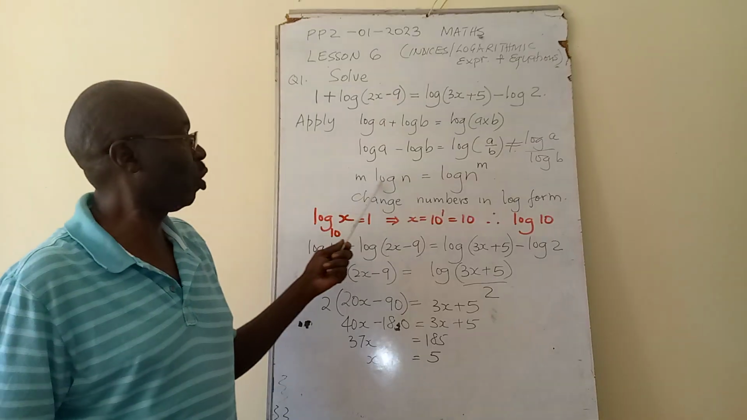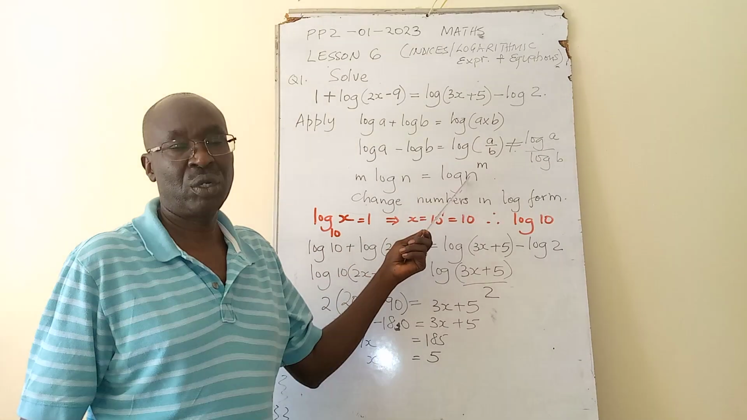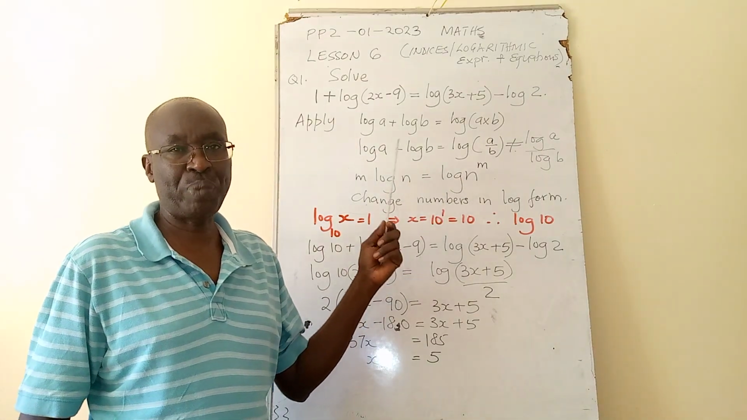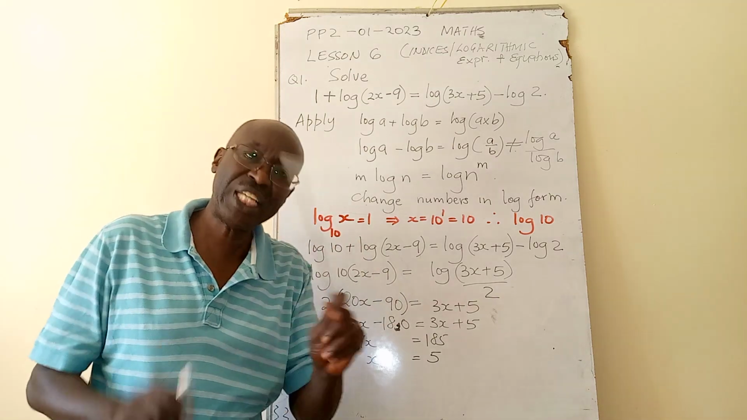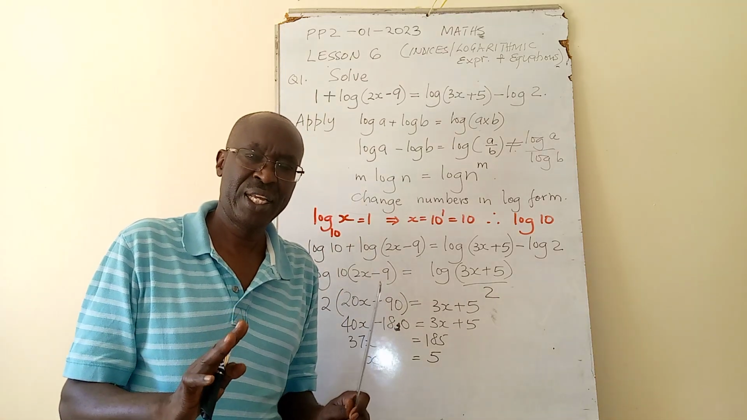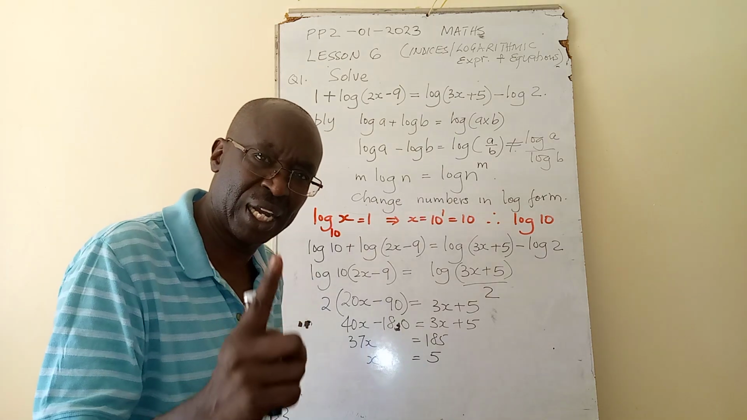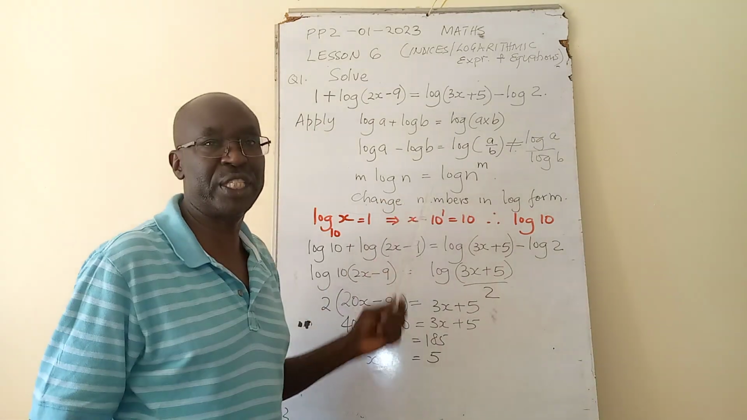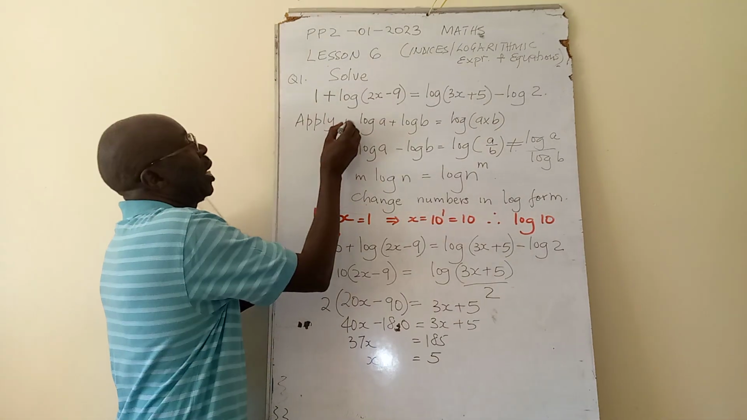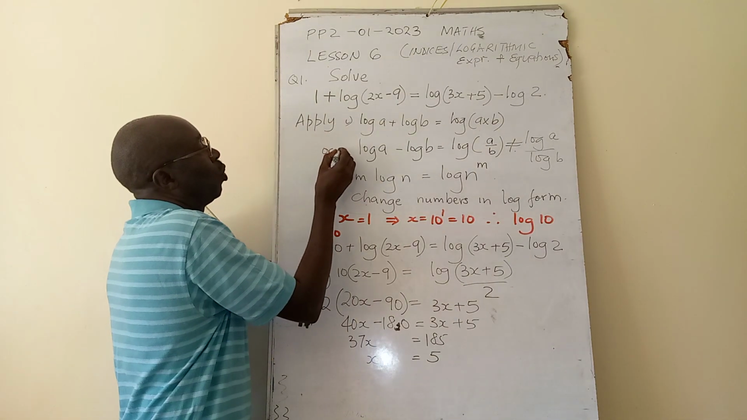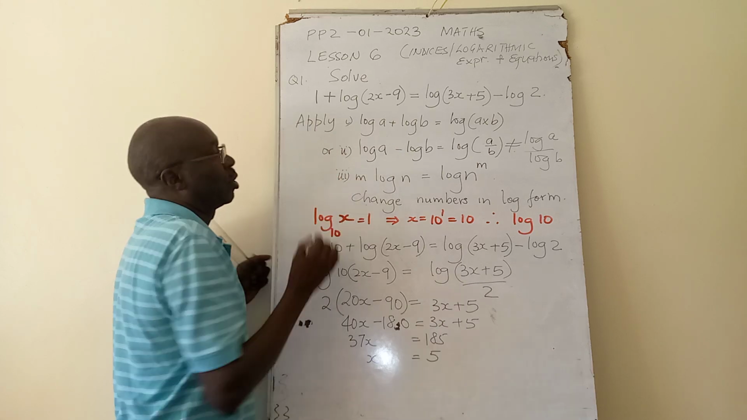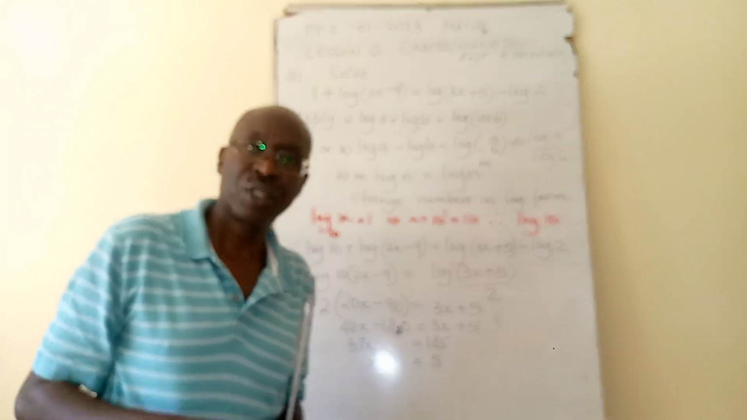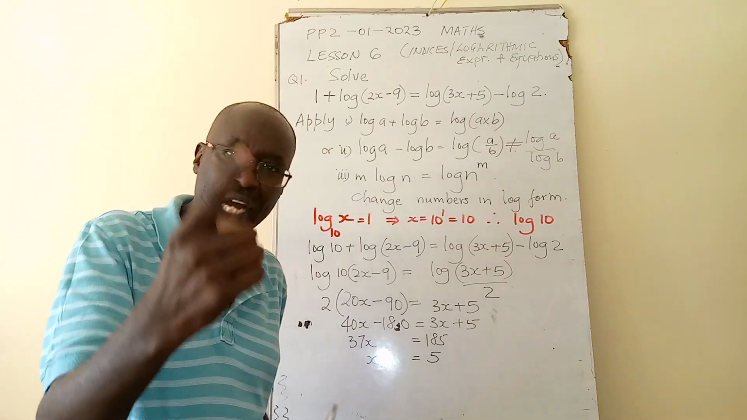And if you have m log n, it is equal to log n to power m; the coefficient becomes the power. Now, just note one thing. For you to get 1 mark, it is the application of these 3 laws. Apply either 1 or 2 or 3. Application of those laws will earn you 1 mark.